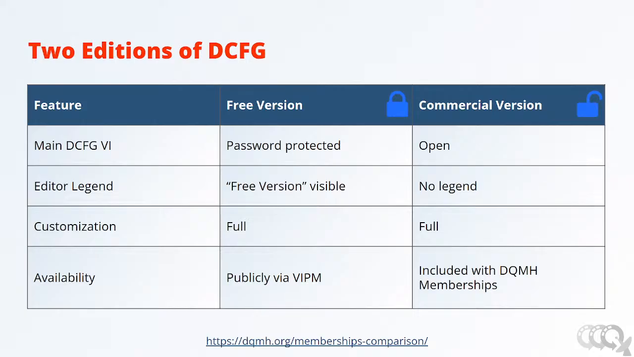Now, you don't probably necessarily need access to the main VI to change things, to extend things, seeing as we made it customizable already. But it truly would help to understand how things are working and potentially think about making your own changes if you choose to, if you want to. There's a small link on the slide in the bottom, dqmh.org/membership comparisons. If you're interested in which membership packages contain which features, go to the website and you can look it up very comfortably in a table.